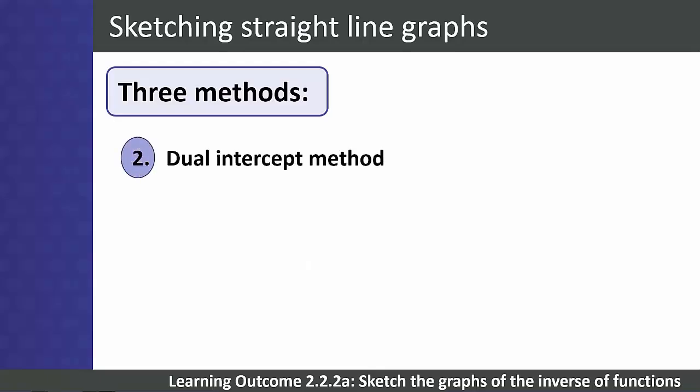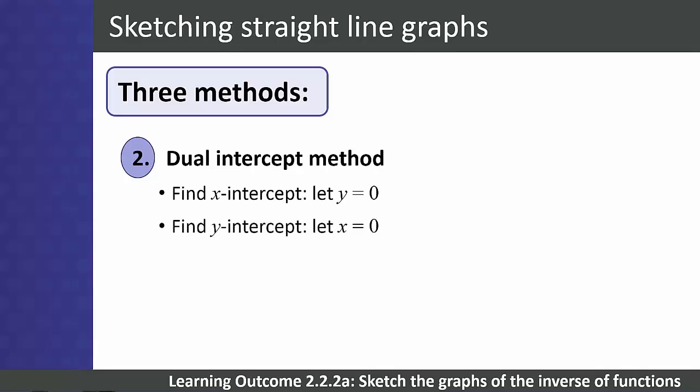Method 2 is the dual intercept method. The steps in this method are: find the x-intercept by letting y equal 0. Find the y-intercept by letting x equal 0. Then draw your straight line through these 2 points.